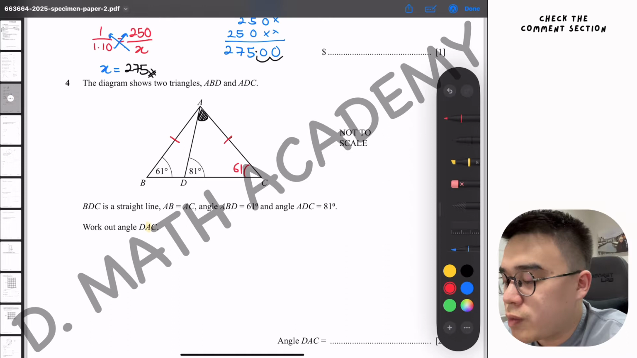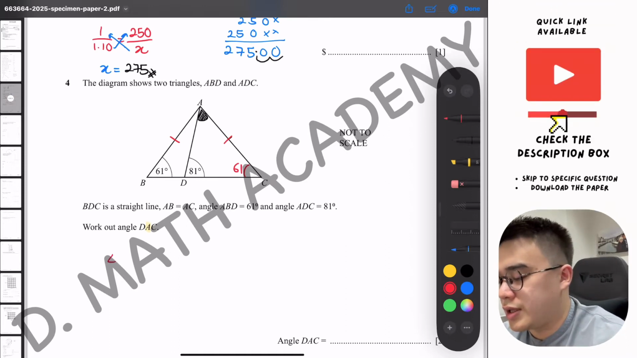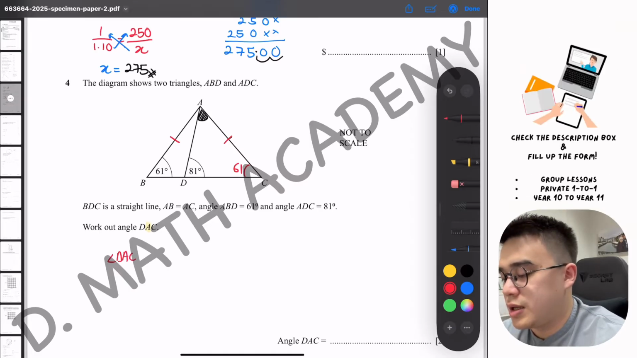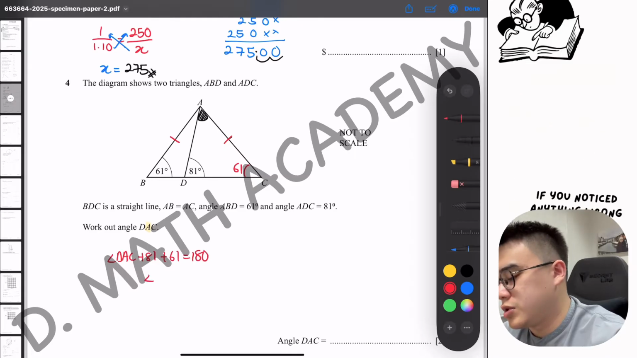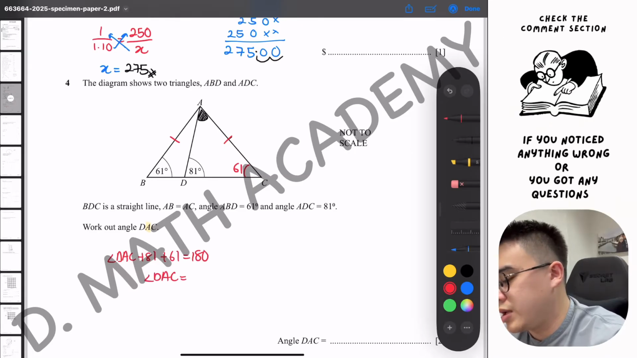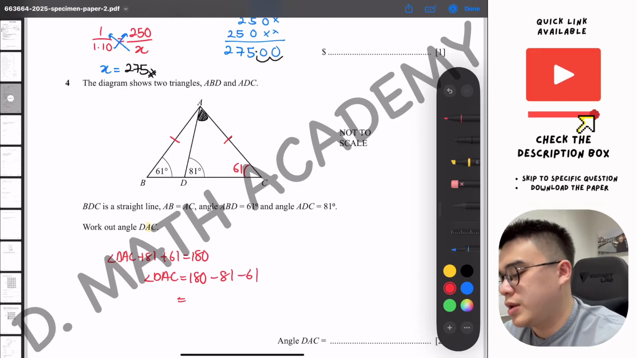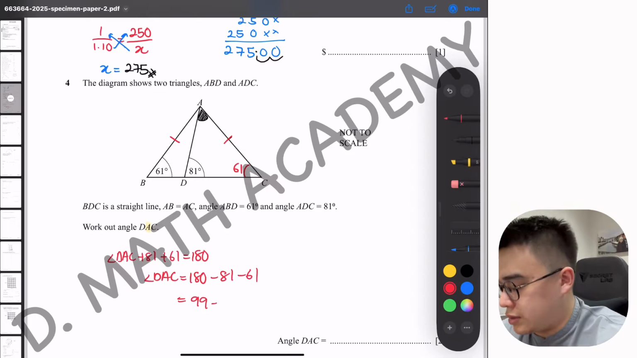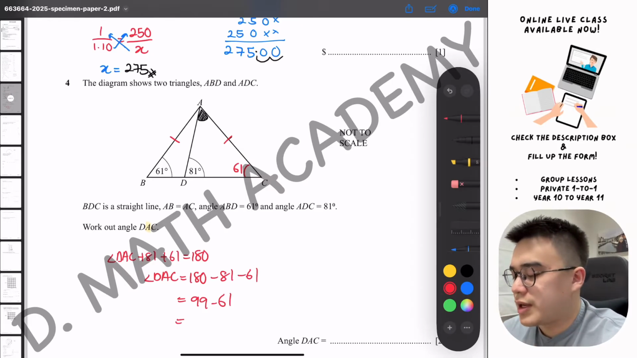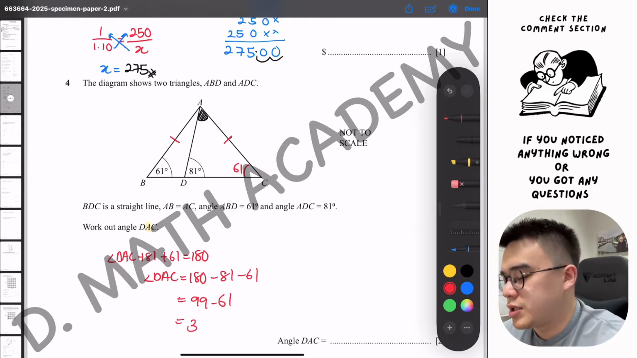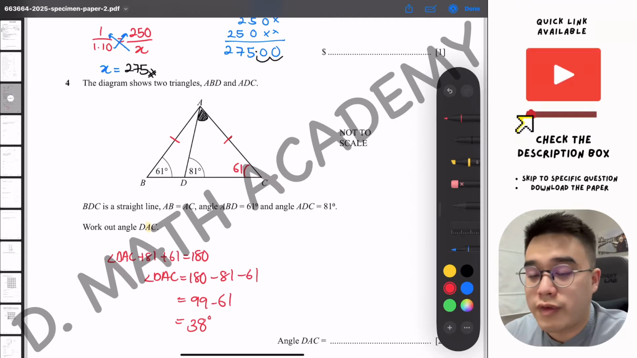Okay, so when you want to work out DAC as your final answer, you're supposed to take 180, or angle DAC, plus 81 plus 61. It is actually 180. So doing the minusing manually, you will get minus 81 minus 61, 99 minus 61. You get your final answer as 38. Okay, that's the answer for question 4.